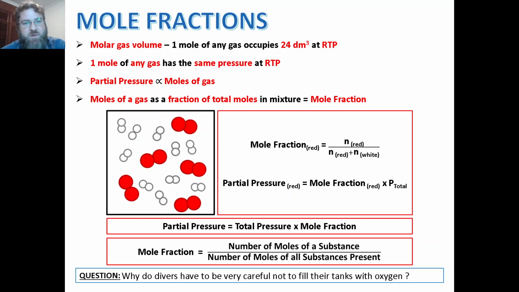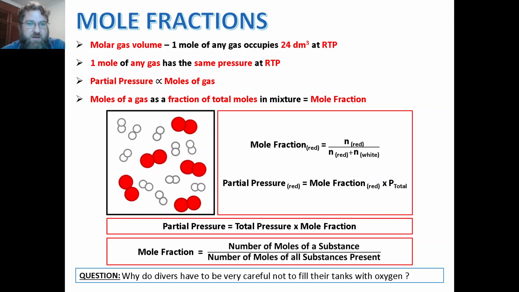So the moles of a gas as a fraction of the total moles in a mixture, we're talking about a mixture as well now, is what's known as the mole fraction. Looking at this little diagram here, you've got 2 diatomics, a red one and a white one, and if we wanted to work out the mole fraction, this is always going to be less than 1. 1 would be 100% if there was nothing else in there.